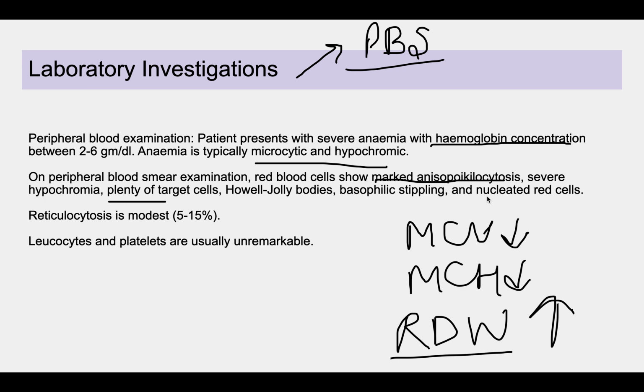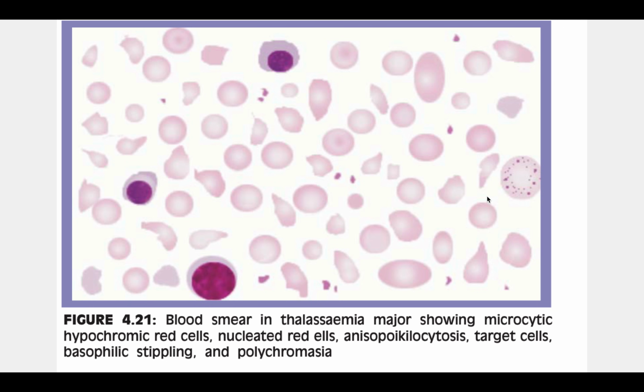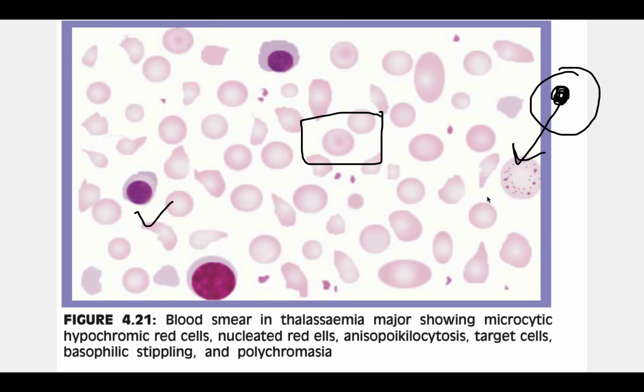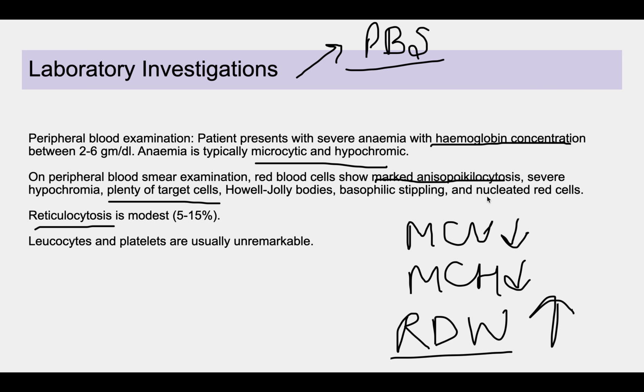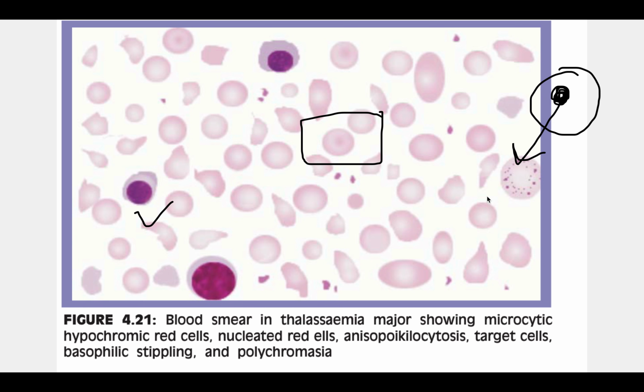There will be plenty of target cells. Now very particular cells which are seen in case of thalassemia are the target cells. This is a target cell. You can see there is an RBC, and then there is a concentrated amount of hemoglobin. There is redistribution of hemoglobin into the center. This is known as a target cell. Then nucleated RBCs can be seen, polychromasia can be seen because the reticulocyte count is high. The WBCs and platelets are almost unremarkable.